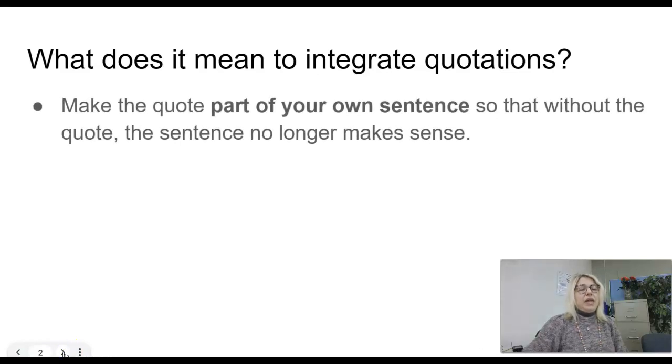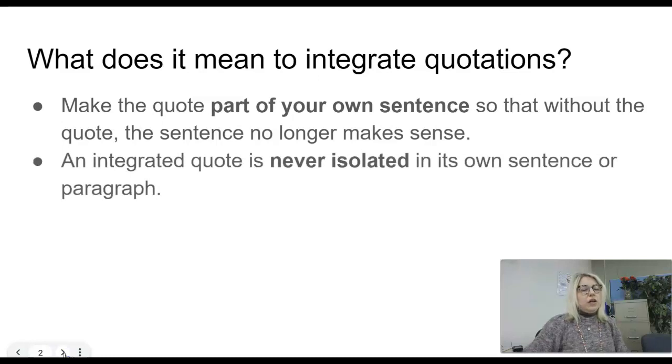Here's the key. Make the quote part of your own sentence, so that without the quote, the sentence no longer makes sense. That is the best way, I think, to describe integrating quotations. Here's another way to think of it. An integrated quote is never isolated in its own sentence or paragraph. So it's never on its own. It's always embedded into your own sentence.